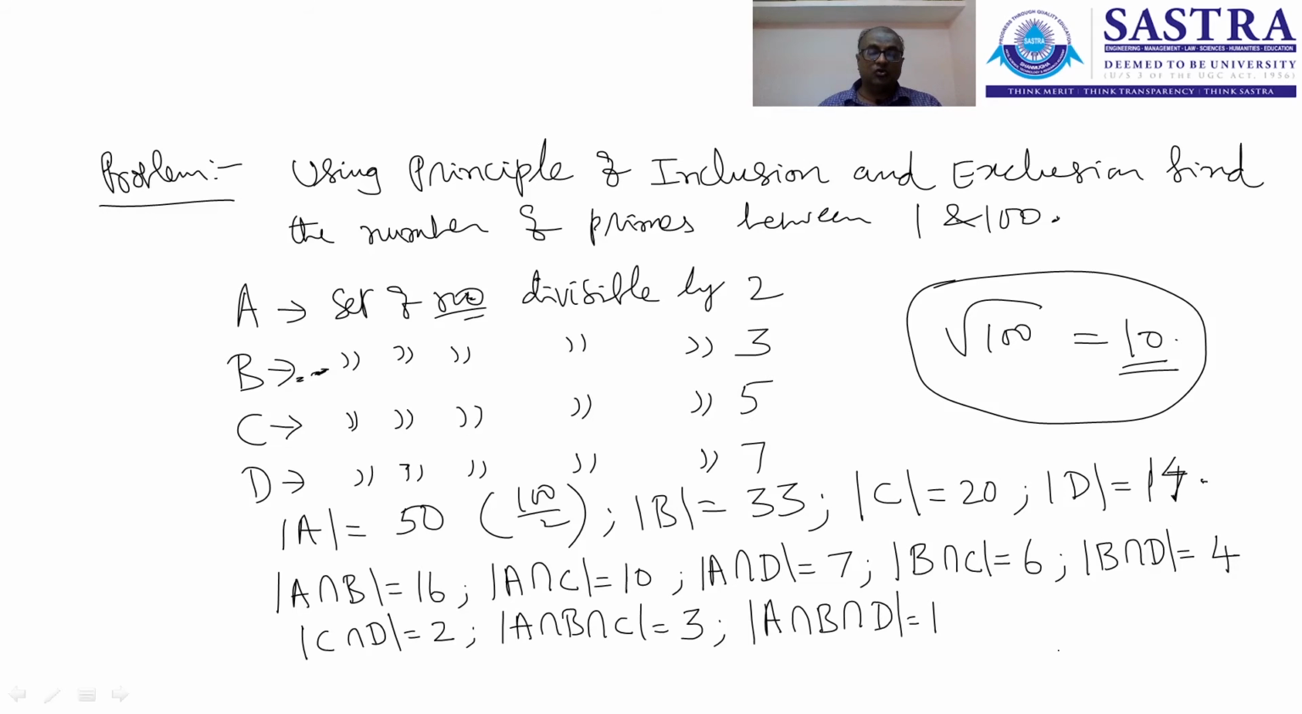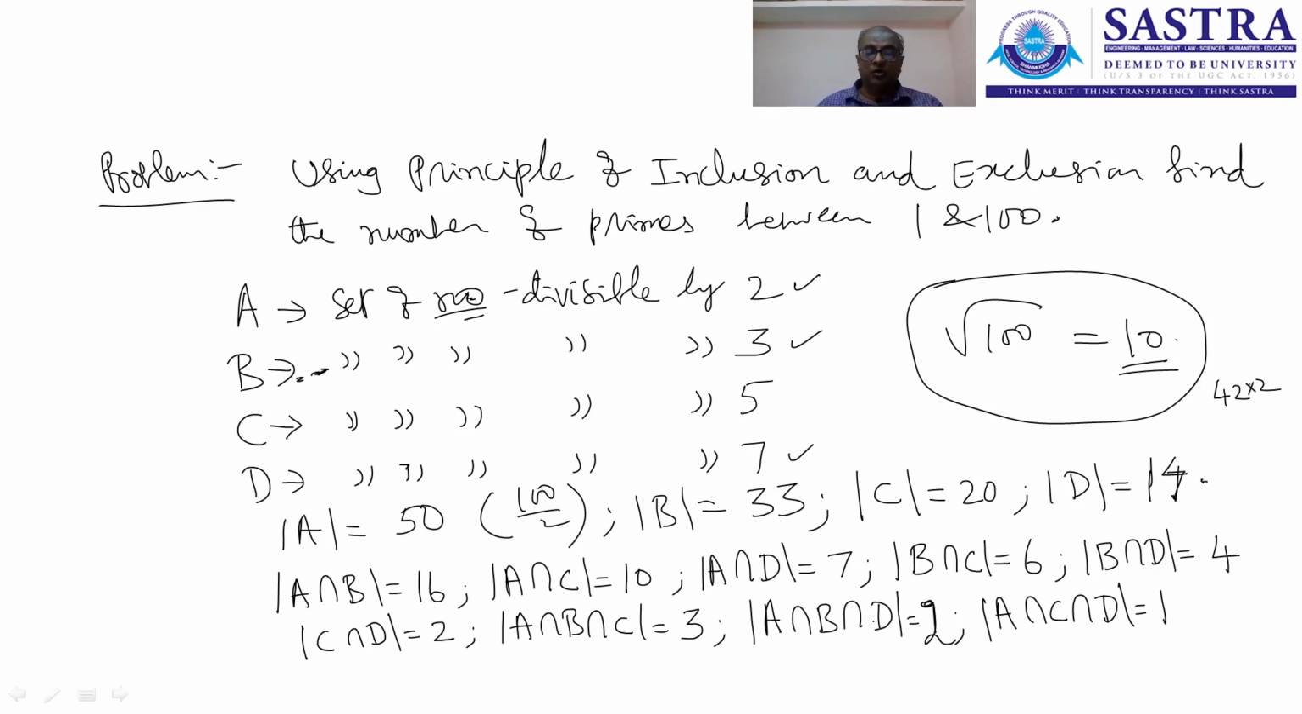And then the next one would be cardinality of A, C and D. What is cardinality of A, C and D? A, B, D. Okay, I think I have made some error here. What will be A, B and D? A, B, D is 42. 42 into 2 is 84. So this would be 2 and this would be 1.